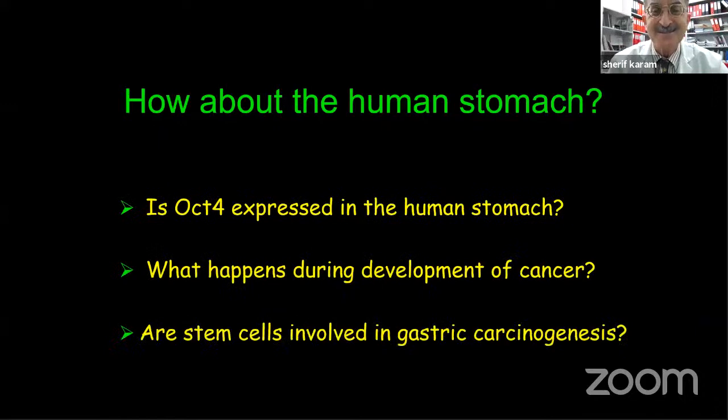So we asked different questions. Is OCT4 expressed in the human stomach? This is our first question. Second, what happened during development of cancer? During the process of gastric carcinogenesis, we know that it's a kind of multi-step process. So what happened during this process to OCT4 expression? And are stem cells involved in gastric carcinogenesis? So would we be able to provide an answer to this question?